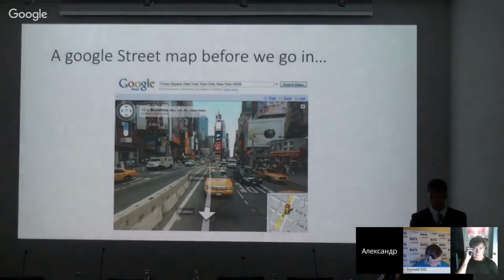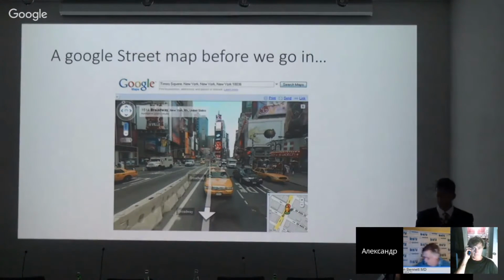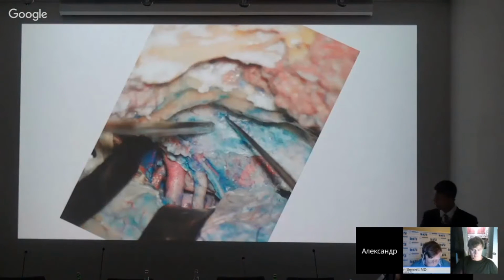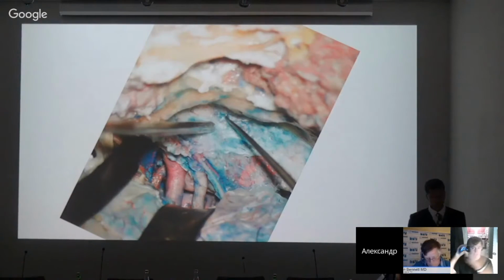So that's a Google Street Map. Once you're in, you know what the structures are. I'm going to plunge in straight, so let's see how many of you can identify stuff here. What's that blue stuff there? Anybody? It's going to be an interactive program. I need people to answer me.